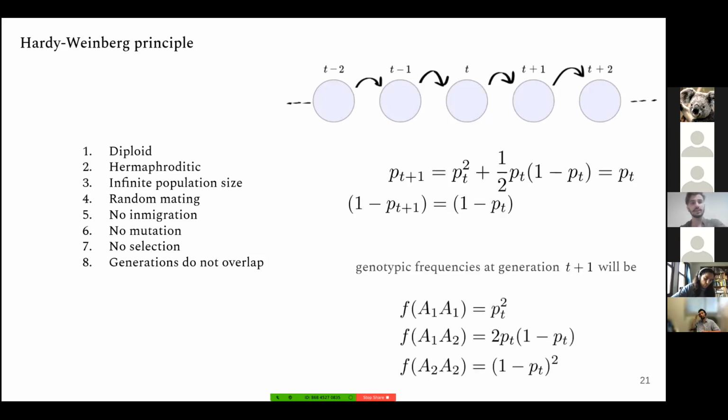When these conditions are met, the allelic frequencies and in turn the genotypic frequencies do not change with the passing of generations. If we were to understand evolution as changes in allele frequency, there would not be evolution in this system. So the lack of changes in allele frequencies is referred to as the Hardy-Weinberg equilibrium.